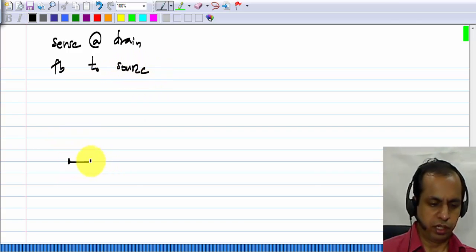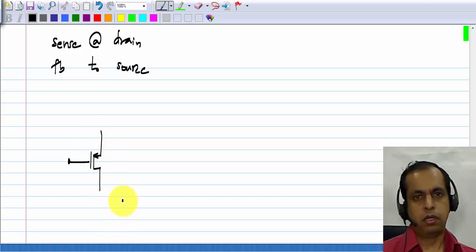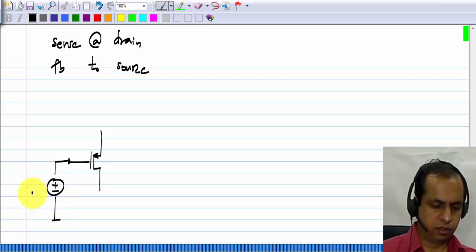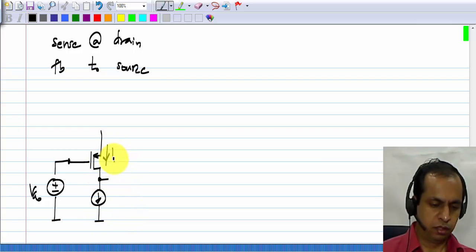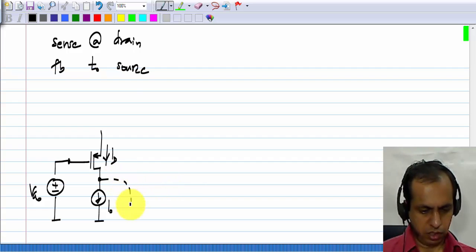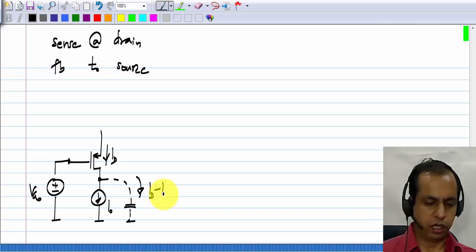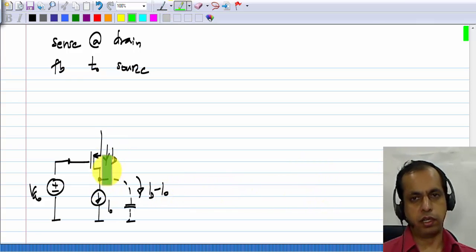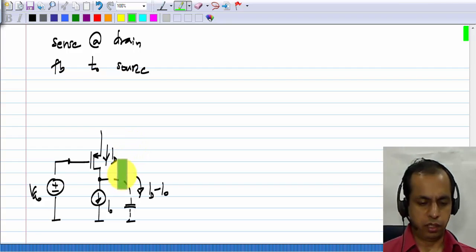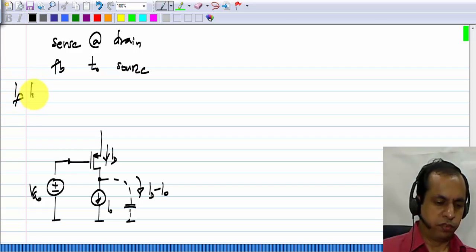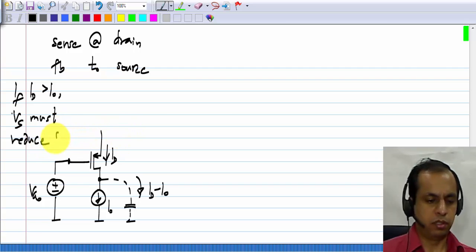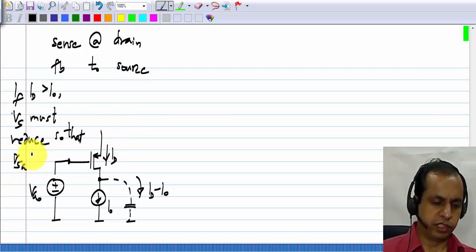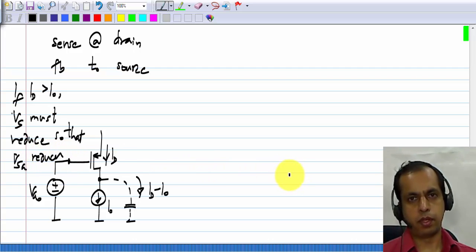With a PMOS transistor, again, the gate is tied to some fixed voltage VG0, and to sense the difference at the drain, this is ID and this is I0. The difference current ID minus I0 flows through the capacitor. If ID is greater than I0, then this voltage goes on increasing. Okay. Now, if ID is greater than I0, what must happen is that the source voltage must reduce so that VSG reduces. Okay.